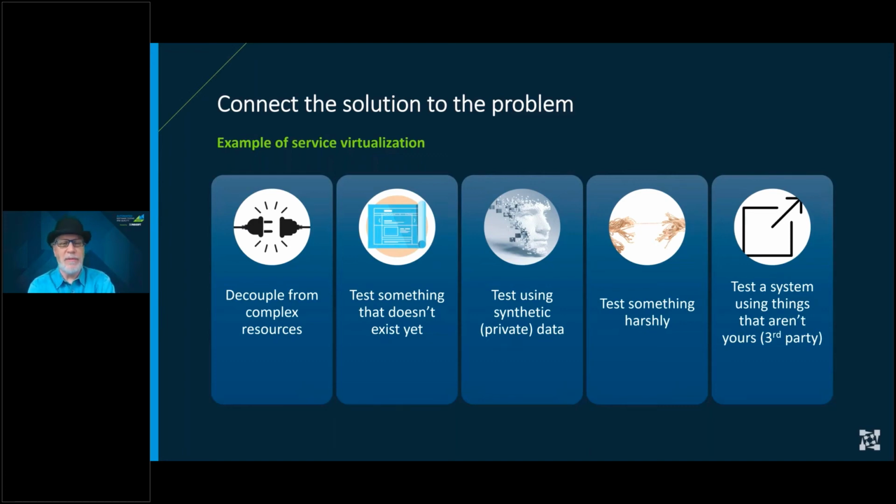So here's an example, right? If you have service virtualization, well, maybe that's interesting, maybe it's not. But typically, if you have problems like, hey, I need to decouple from a complex resource, or I need to test something that doesn't even exist yet, or in today's privacy world, I need to test things, but I can't really use real data. I need to rely on synthetic data or private data. Sometimes I want to test things in a very harsh way. I want to break something. I want to force it. I want to stress it. I might be doing load and performance testing. I might just be doing boundary cases. I might be doing security testing.